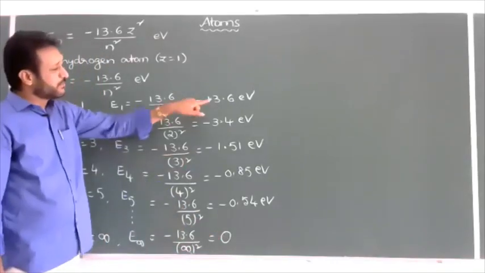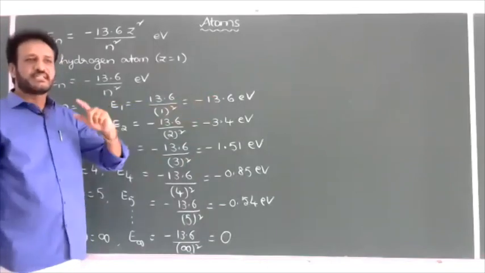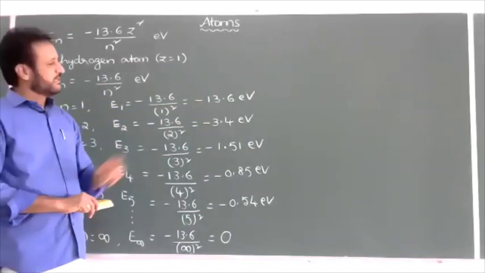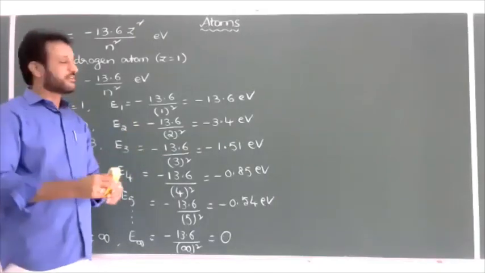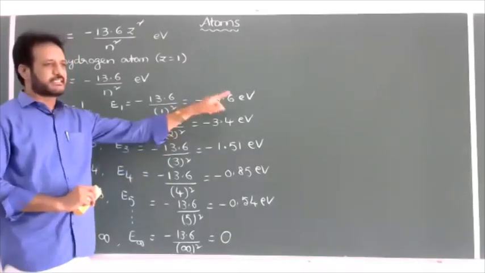So if you want to remove the electron in the first orbit, how much energy do we need to supply? When the electron is in the first orbit of a hydrogen atom, the electron is attracted with minus 13.6 electron volt.